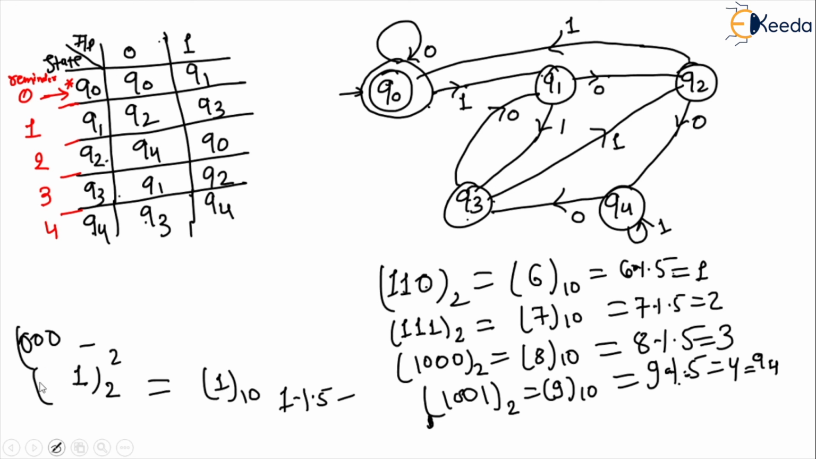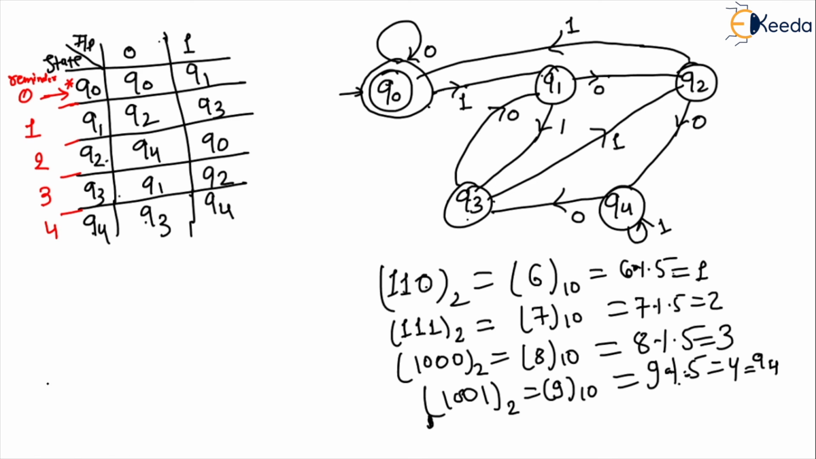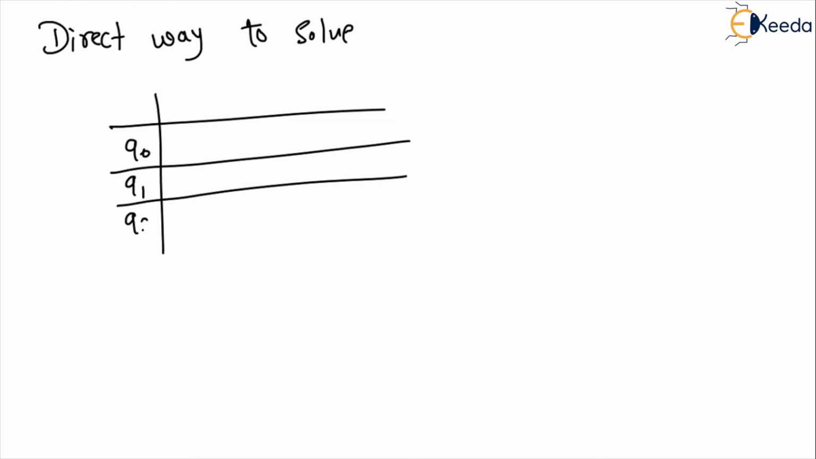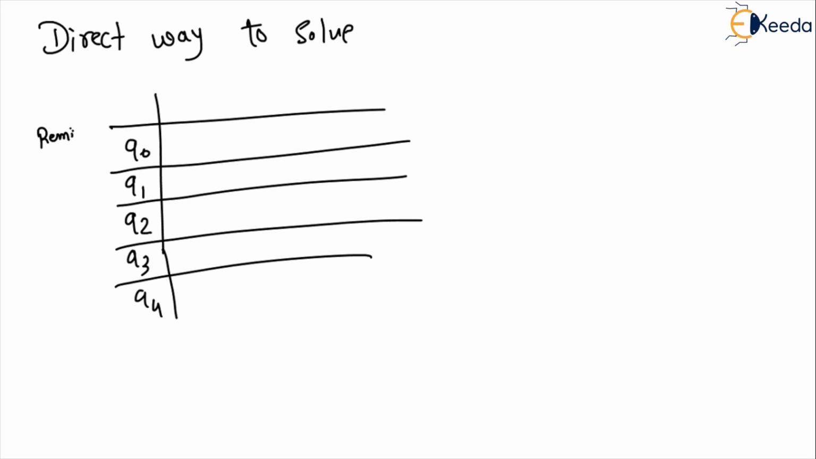So for any dividend, if the question is to design the finite state machine for divisible by 7, the remainder is from 0 to 6, and you can use the same logic and design. So what is the direct way? The direct way to solve: no need to design anything. Just write down. We know that divisible by 5 means 5 remainders. For each remainder, there is one state: Q0, Q1, Q2, Q3, and Q4. Remainder 0, remainder 1, remainder 2, remainder 3, and remainder 4. For each remainder, there is one state. So just find the total number of remainders for the given problem.